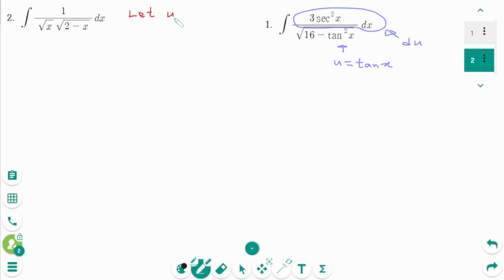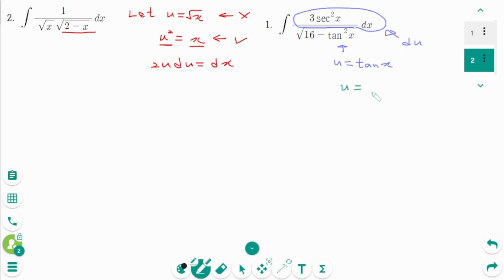Let u be the square root of x. In here, I will square each side. u squared equals x. Now you see 2 minus x is u squared, so 2 minus u squared. And when we do the differentiation to find dx, we don't do it here, we do it here. Then derive on each side, 2u du equals dx. But for those curious, I will show you why I did that.